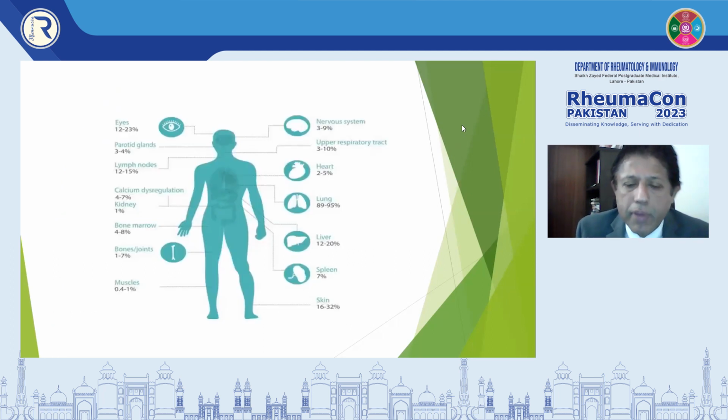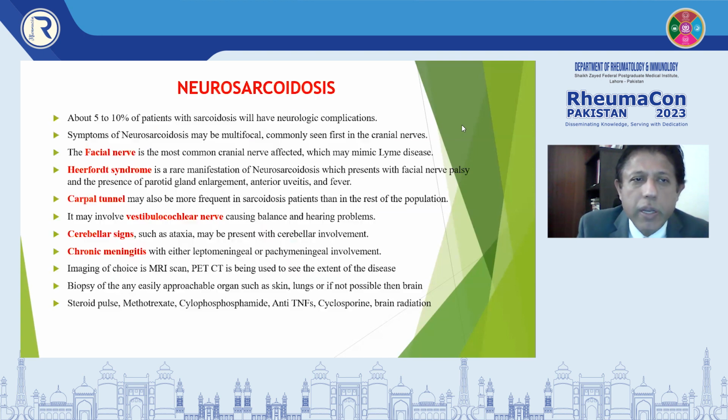Multi-system disease, and I'll skip this slide quickly. Let's go to the important manifestations. Neurosarcoidosis is one of the most important ones, where it can be life-threatening as well. So you have to really do a detailed evaluation of the patient in this regard. Typically, cranial nerve involvement, facial nerve involvement can be there, which can mimic Lyme disease. Hence, they have to be ruled out.